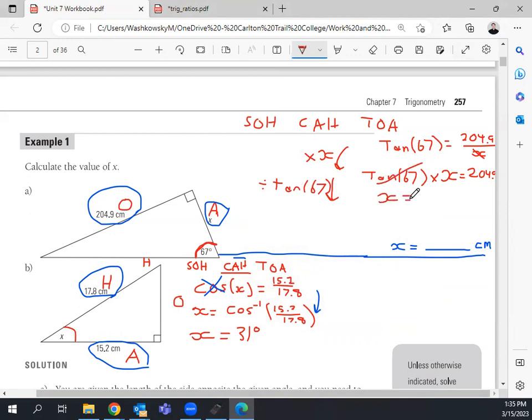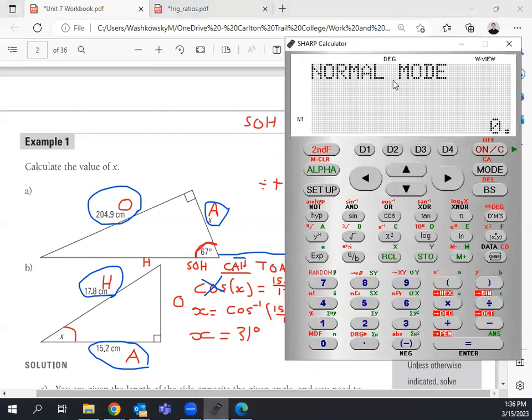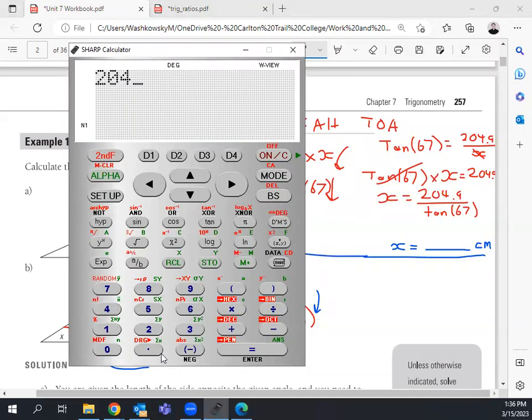That cancels out, and all of a sudden I'm left with x is equal to 204.9 divided by tangent of 67 degrees. You can just punch that in your calculator exactly as you see it: 204.9 divided by tangent of 67. You can use that fraction button if you want to.